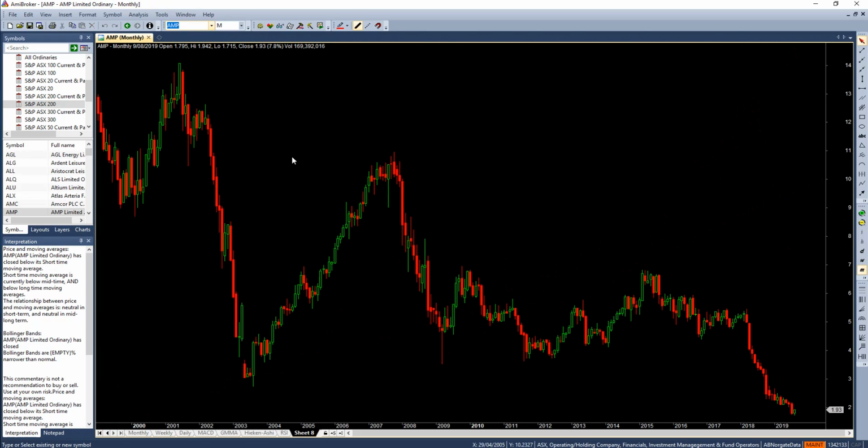If we look at this one, let's just go to the monthly. This is the monthly again. Let's see if I can squeeze the chart. I think this is the maximum I can get. All right, so let's see the two points here.